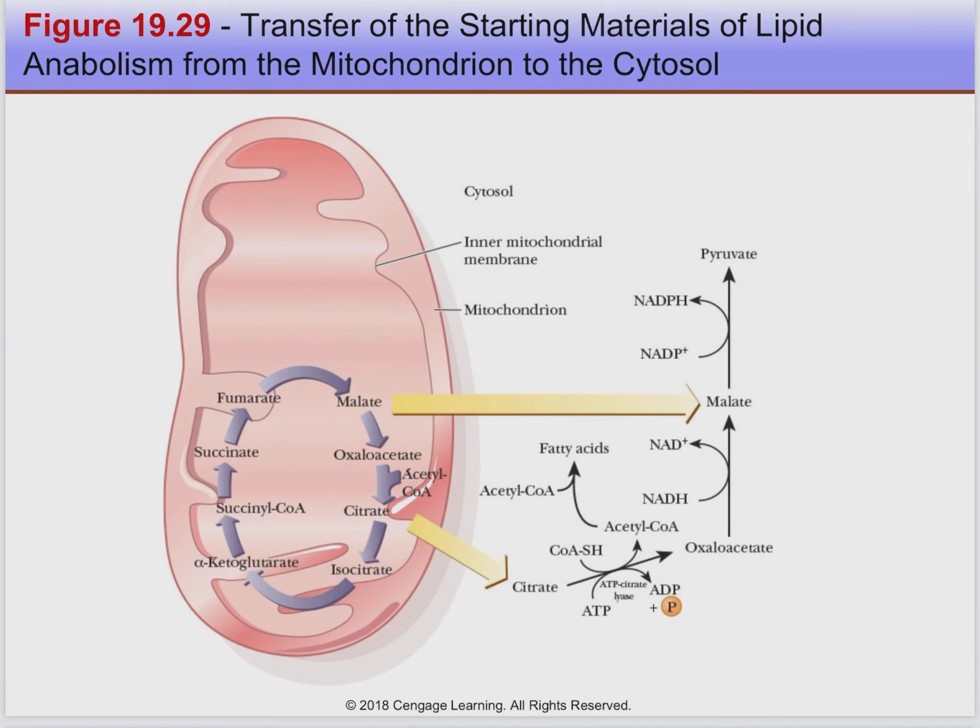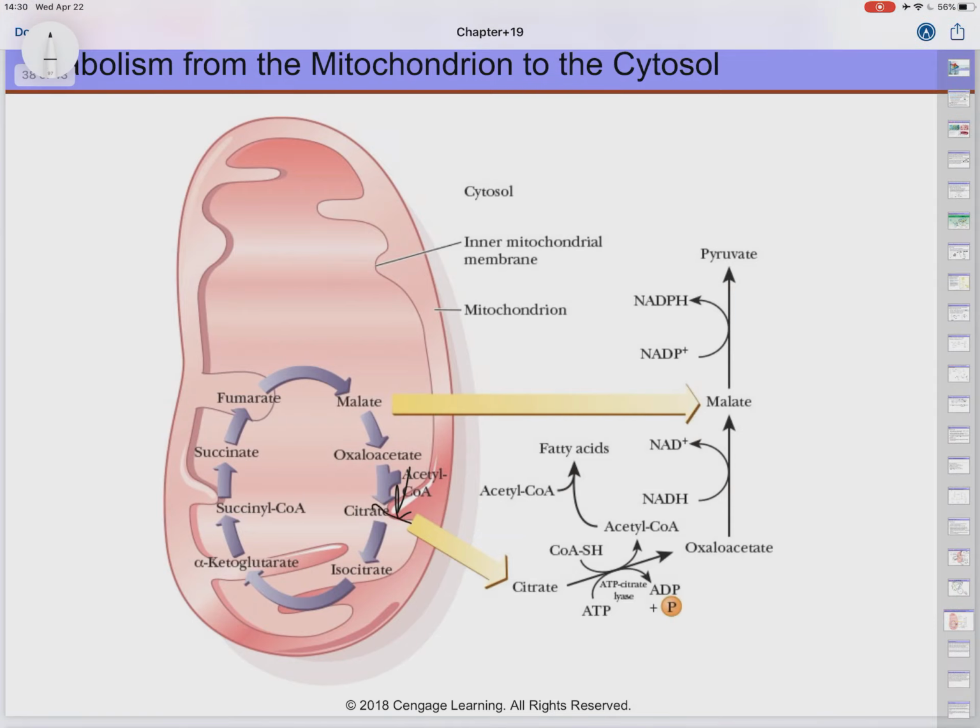Now for lipid anabolism, the starting material for lipids is acetyl-CoA, just like it's the breakdown product of lipids. Acetyl-CoA itself can't actually cross out of the inner membrane. So what happens is acetyl-CoA gets turned into citrate. Citrate then passes through a membrane, a transport membrane system.